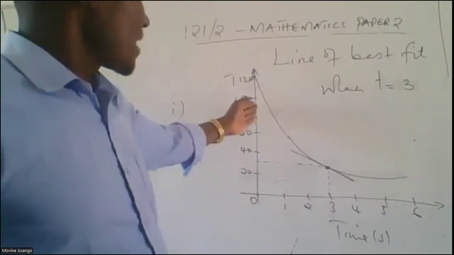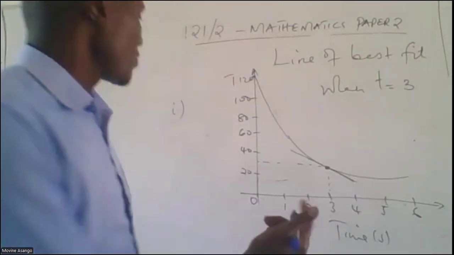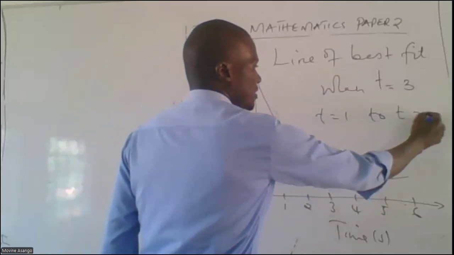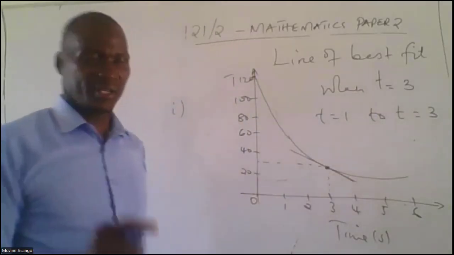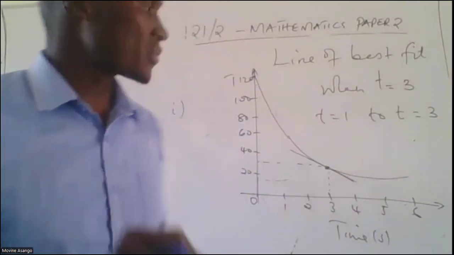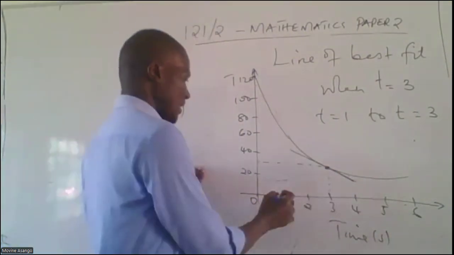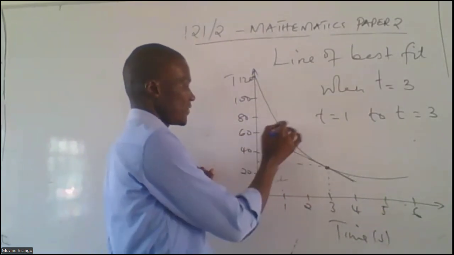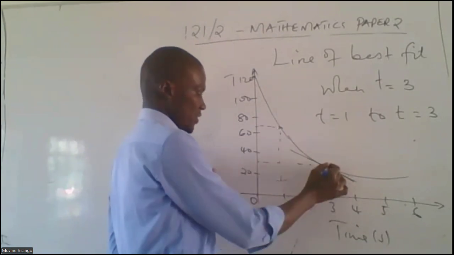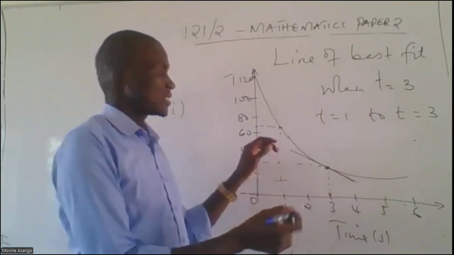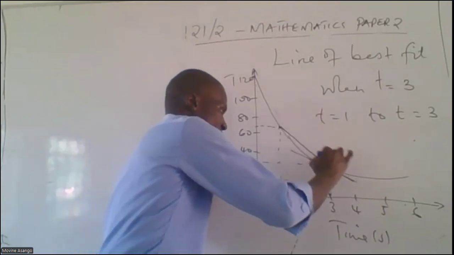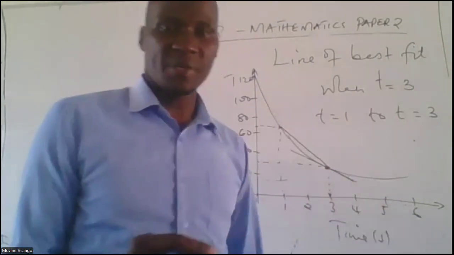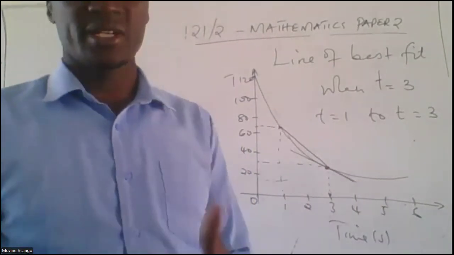So we have talked about the average rate of change from t equal to 1 to t equal to 3. What is the average rate of change? From t equal to 1 to t equal to 3, we come here. At t equal to 1, I'll get my temperature there, assume it is 70. At t equal to 3, we have assumed it is 30. So the average means it is changing from 70 to 30. So take that, 70 minus 30, and divide by the time period. That will give you the average rate of change.